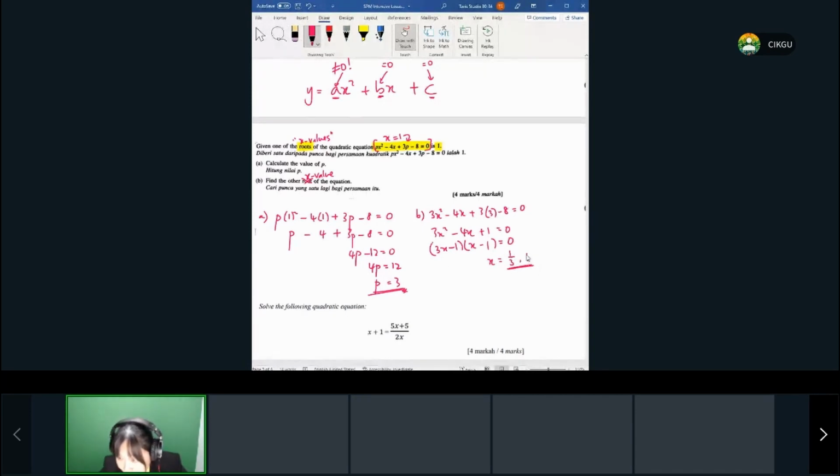So if you don't want to highlight the 1/3, you can write like this: beside the 1, put NA. Then the examiner knows this student meant this as the answer. This one they will also give you correct. Okay?